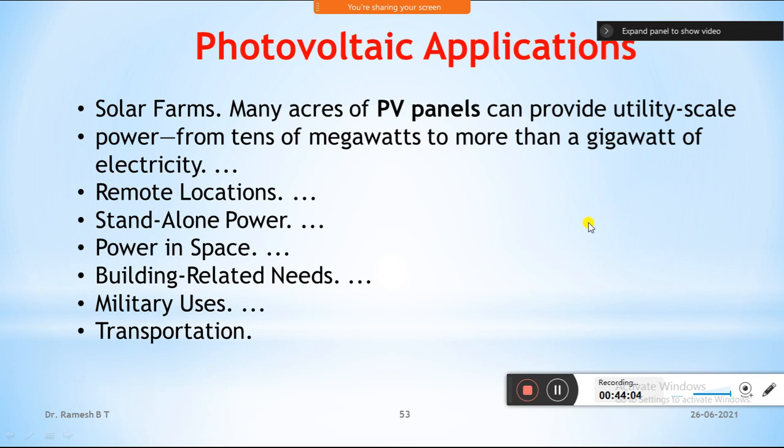Then military uses: in the military, some drones and some equipment are used where we cannot supply the electric energy, or where we cannot use batteries or other things. We can use the photovoltaic cell directly, and it will supply whatever energy is necessary for military operations. Then transportation: solar cars, solar bikes, solar vehicles, which you have heard about nowadays. That is solar transportation. So these are some of the applications of the photovoltaic cell.